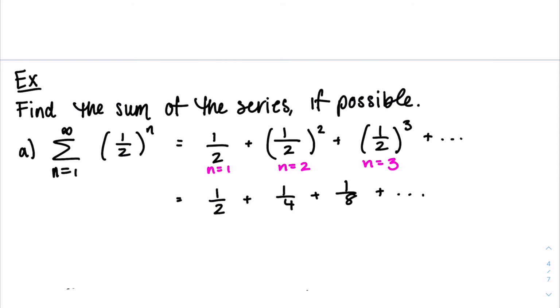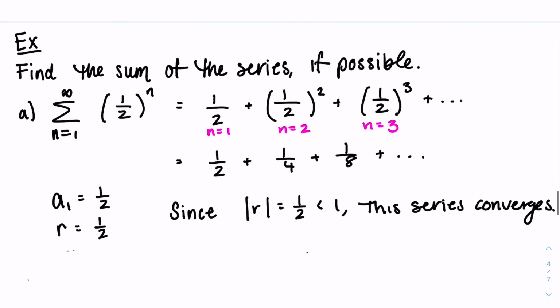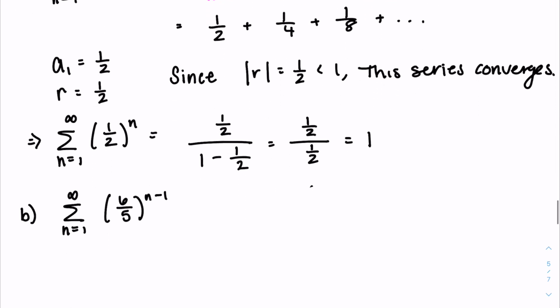So your very first term, a1, is a half, and your value of r is also a half. Since the absolute value of r is less than 1, we can say this series converges. And further, we know what it converges to. It converges to a1 over 1 minus r. That's a half over a half. This ends up equaling 1. So the sum from n equals 1 to infinity of 1 over 2 to the n is equal to 1. Right? So let's do one more example.